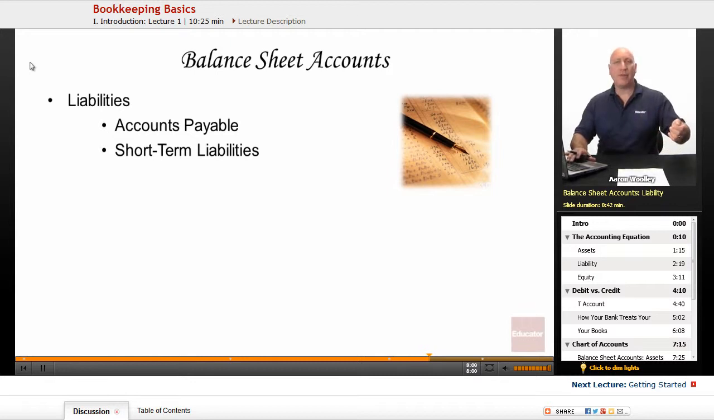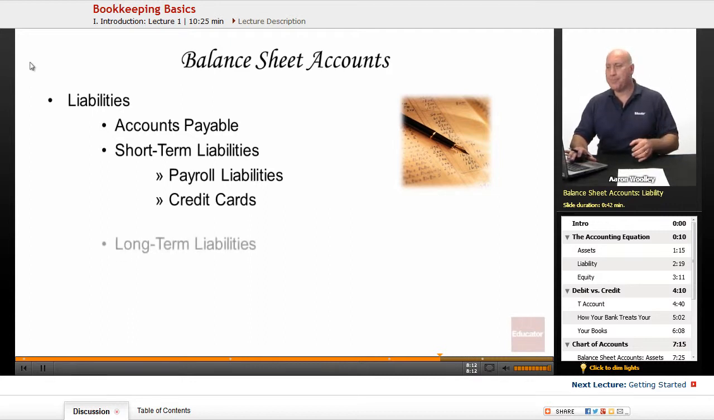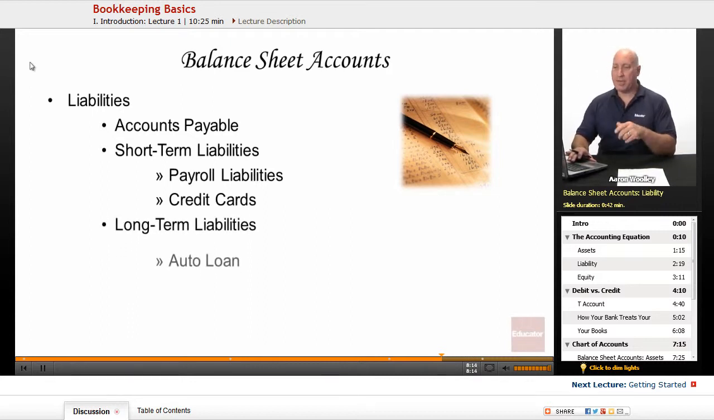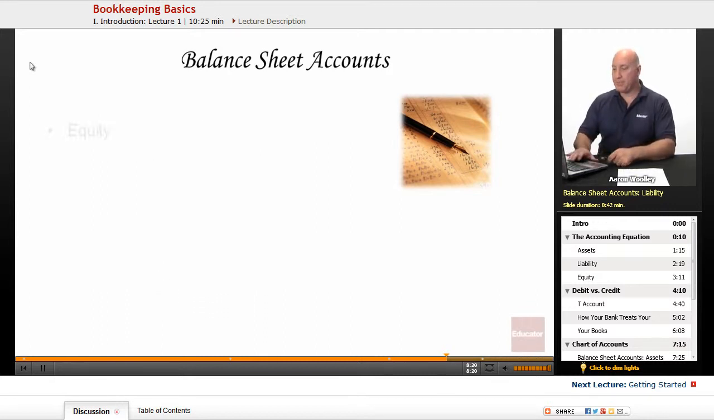There's short-term liabilities. Maybe we have a short-term loan that's due in 6 months. There's payroll liabilities. And we owe the federal government the taxes that we withhold. Or credit cards, we might pay that within a year. Long-term liabilities. We might have an auto loan that's due in 3 years or 5 years. There's a mortgage, which is a 30-year mortgage.